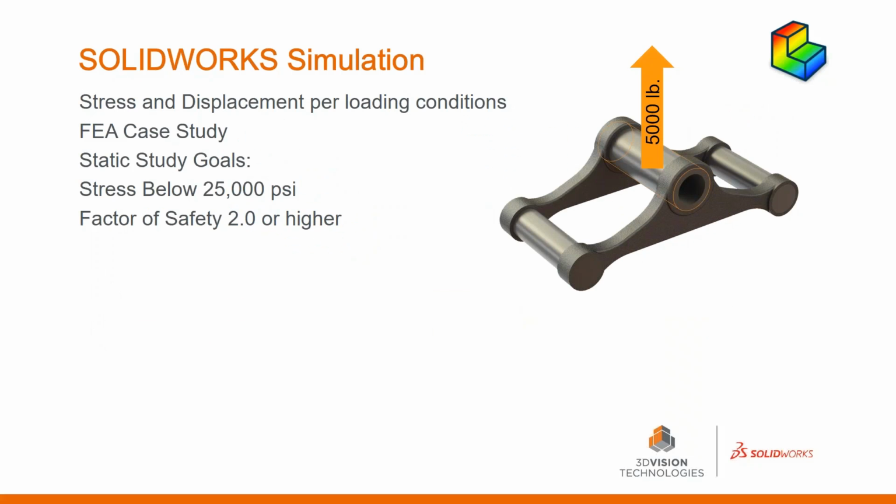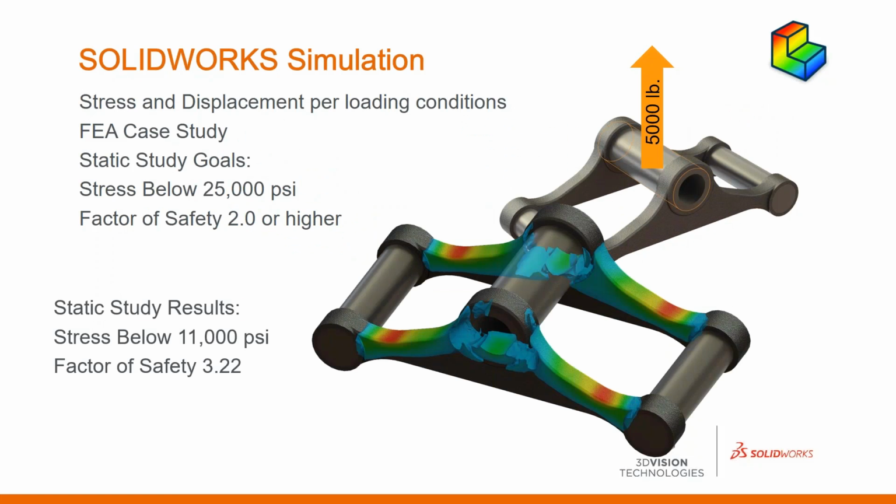So what do we see? We're right around 11,000 PSI. It was a very quick solve. We got that feedback pretty fast and intuitively, and we had a factor of safety of 3.22.